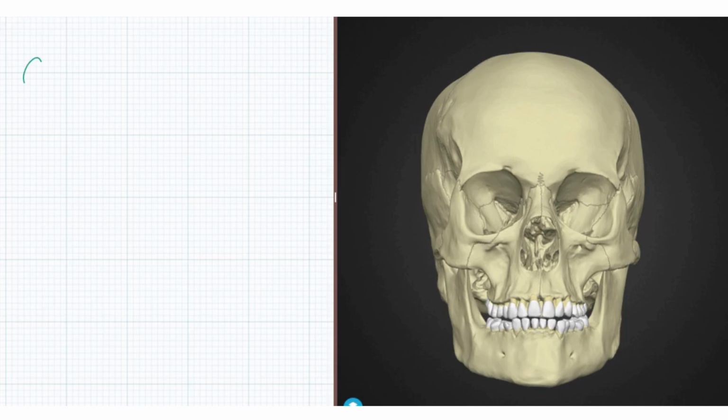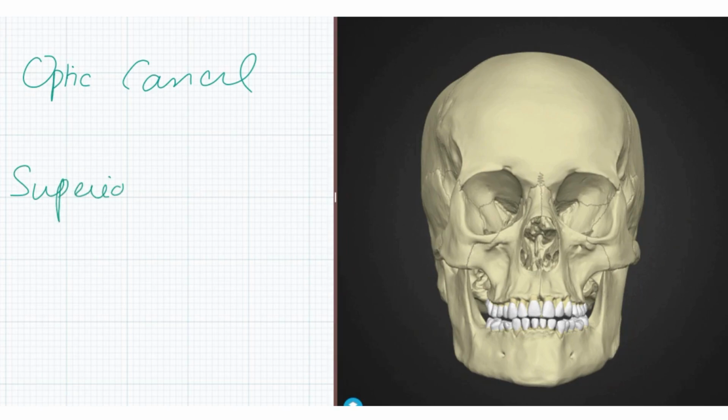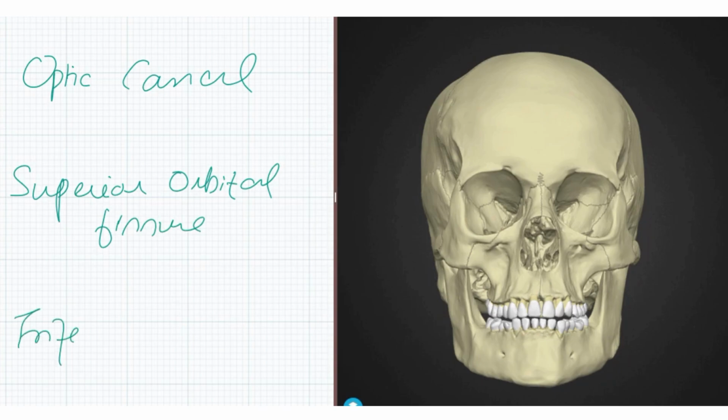Now let's talk about the openings into the orbit. The first one is optic canal. The second one is superior orbital fissure. And the third one is inferior orbital fissure.